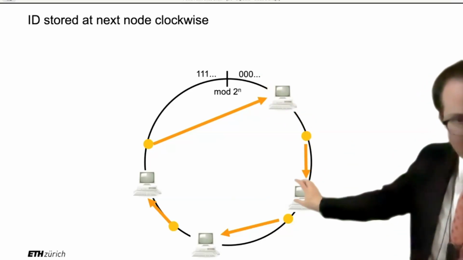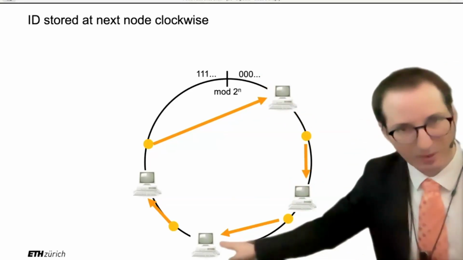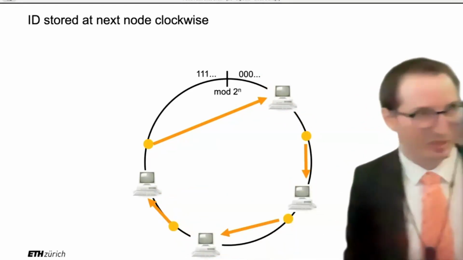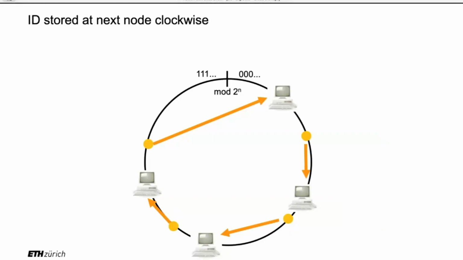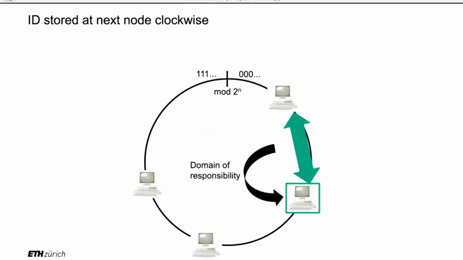All the keys here are on this machine, all the keys here on this machine, all the keys here on this machine. So by hashing the keys and hashing the computers, you've actually managed in a completely decentralized way to assign responsibility of keys to the machines, right? That's the magic of distributed computing and peer-to-peer networks. So that's the domain of responsibility of this machine.